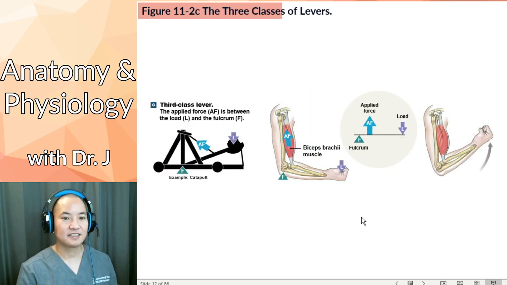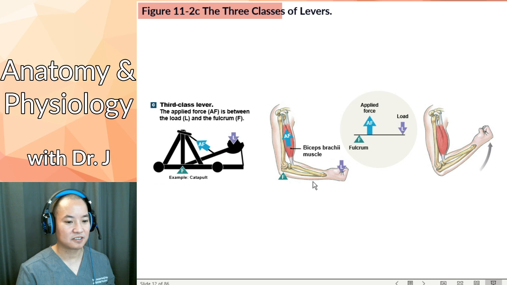Now, third class lever. The majority of the skeletal muscles in your body are third class levers. Remember, in the first class lever, you have the pivot, the fulcrum, in the middle. Second class, you have the weight, the load, in the middle. And now you notice that the force is in the middle, between the fulcrum and the load. Here the load would be pretty much everything anterior of the biceps brachii, and here we have the fulcrum, your elbow joint, right?